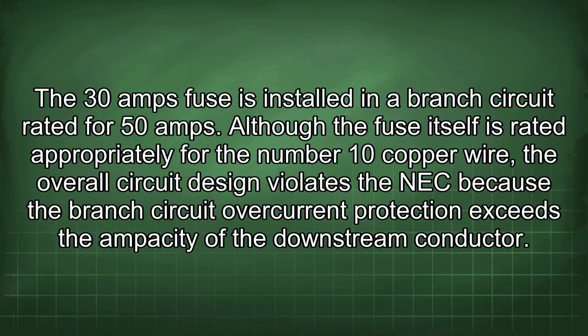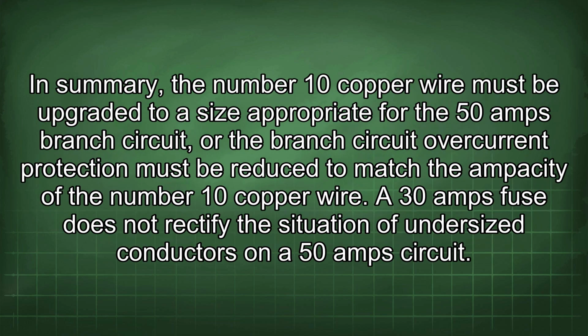The 30 amps fuse is installed in a branch circuit rated for 50 amps. Although the fuse itself is rated appropriately for the number 10 copper wire, the overall circuit design violates the NEC because the branch circuit overcurrent protection exceeds the ampacity of the downstream conductor. In summary, the number 10 copper wire must be upgraded to size appropriate for the 50 amps branch circuit, while the branch circuit overcurrent protection must be reduced to match the ampacity of the number 10 copper wire.